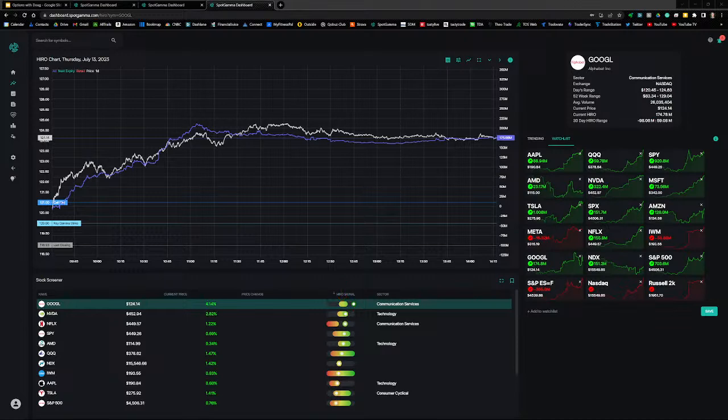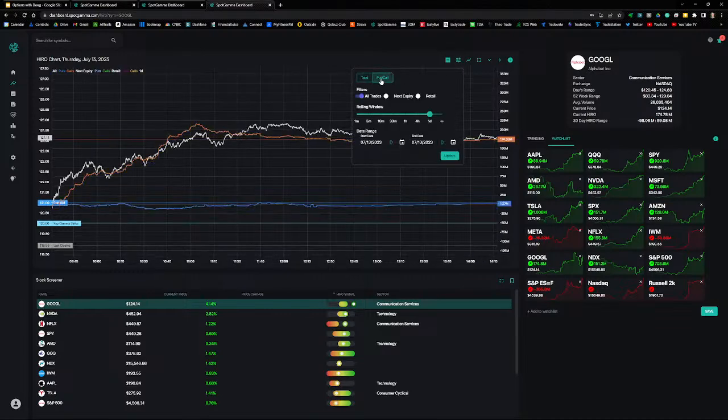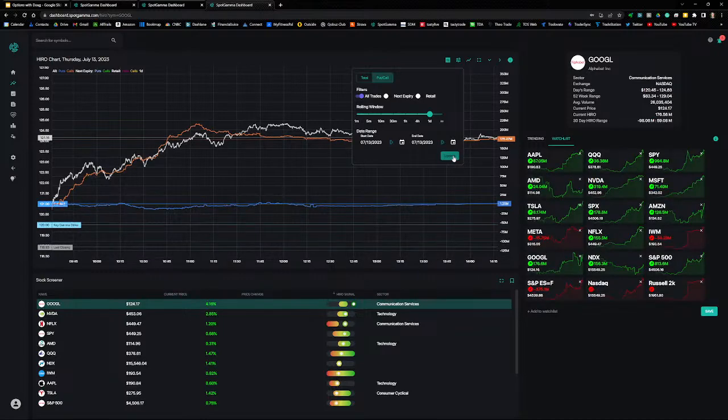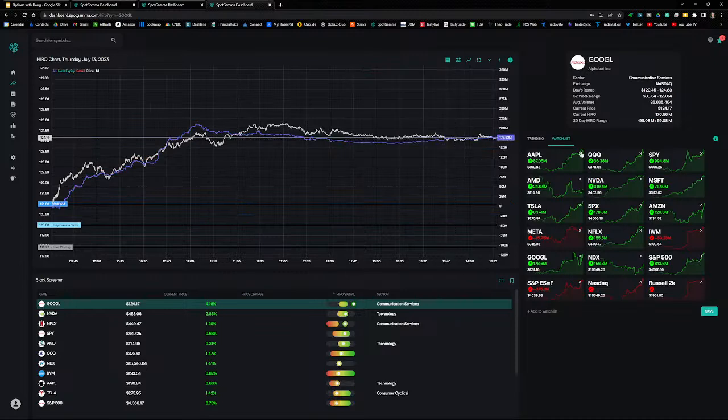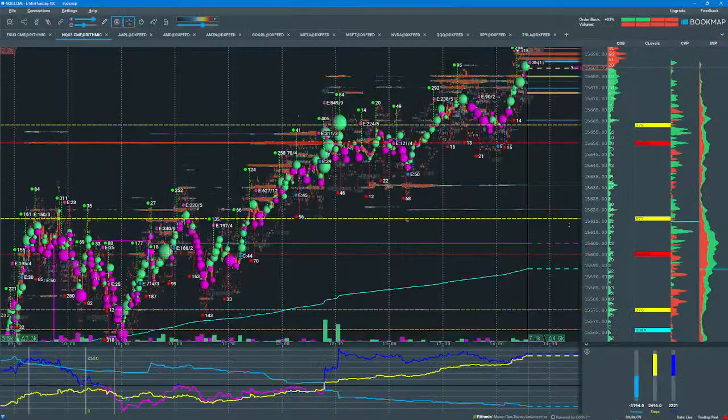So let's take a look and see what traders are doing. They're buying calls. That's shown by the rising orange line. Notional value 174 million positive. And puts, they're actually selling puts, but that is insignificant at positive 1.25 million. All right, so let's go take a look at Bookmap for Google.